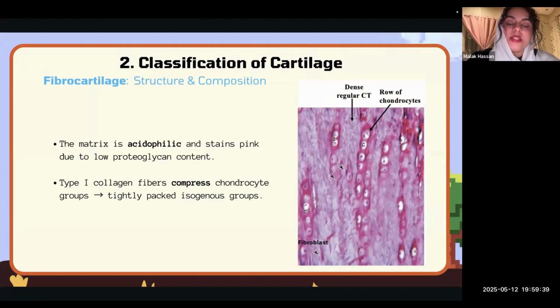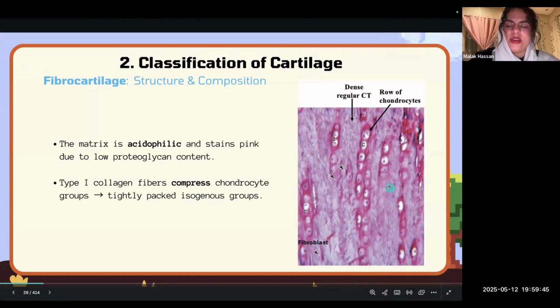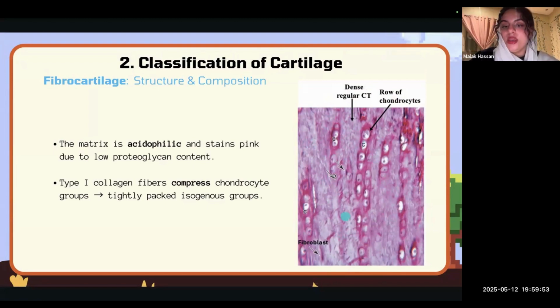Now, let's talk about a different stain. So here we have, I think, an H&E stain, and you'll see that the fibrocartilage has a structure to it. So it's not just random. It has rows of chondrocytes, and dense irregular connective tissue between them. And the matrix will be acidophilic and it'll stain pink due to the low proteoglycan content, okay? And since there's a lot of type 1 collagen fibers, they're going to compress the chondrocyte groups and they're going to be very tightly packed.